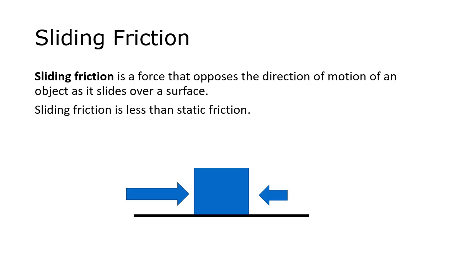Sliding friction is a force that opposes the motion of an object as it slides over a surface. Sliding friction is a force that acts in the opposite direction of motion. Therefore, you must continue to apply a force to keep the object in motion. Sliding friction is always less than static friction.